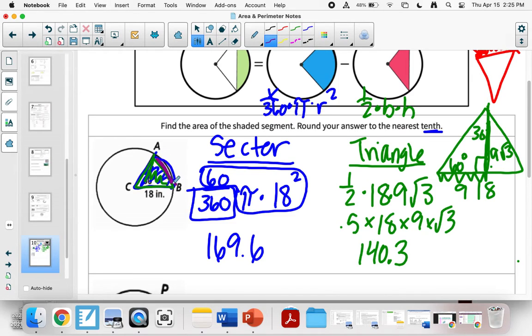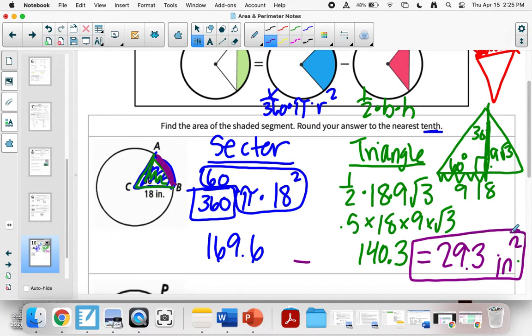So we said to find just this little crust part, what am I doing with these two numbers? Subtracting. Pizza minus where the sauce goes. 169.6 minus 140.3 should give us 29.3. And how do I label this? Inches squared. Good, because it's area.